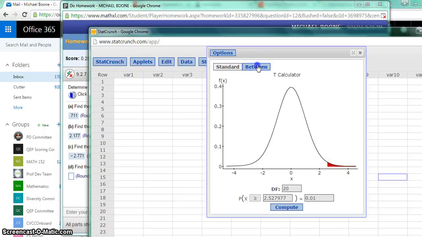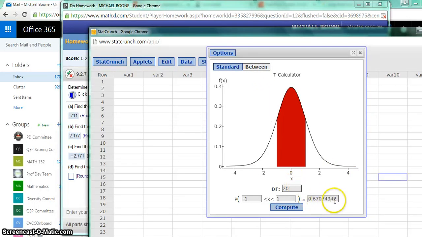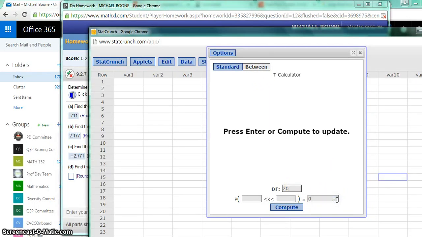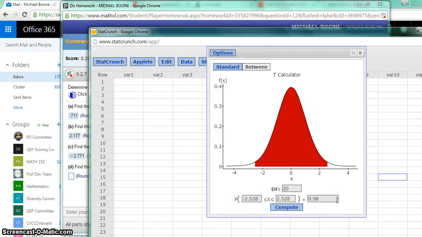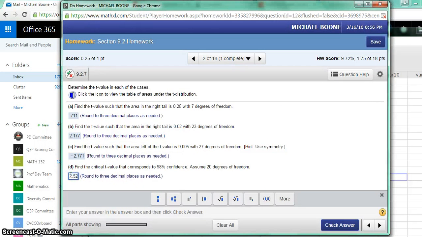If I just wanted to say between, and I want the between value to be 98%, it gives me those values, and it gives me the t-values that would be my cutoffs. Those are called my critical values. So 2.528 should be our critical t-values. Again, since I'm dealing with the confidence, it's plus or minus, so I don't have to put that. I can just put the 2.528.